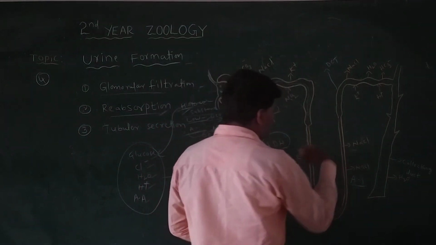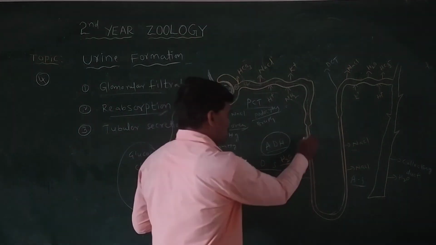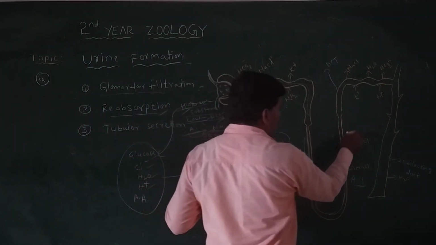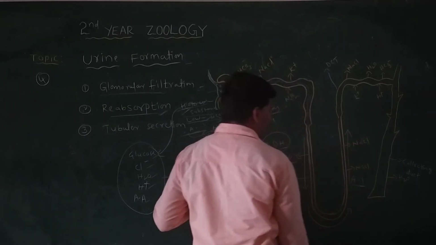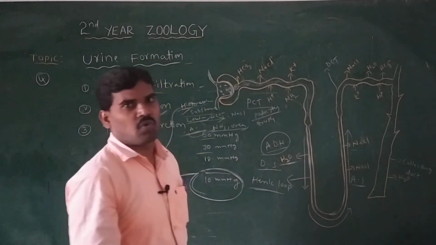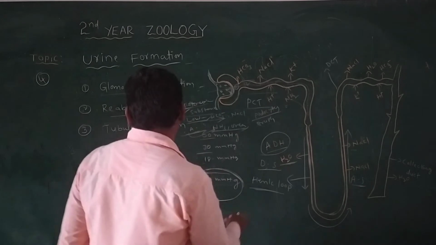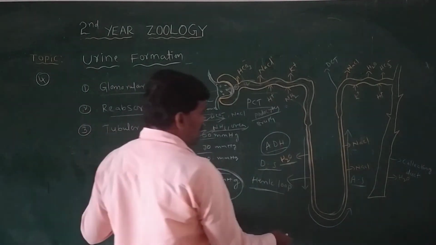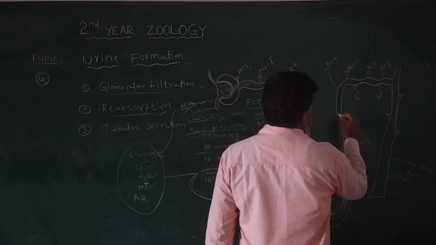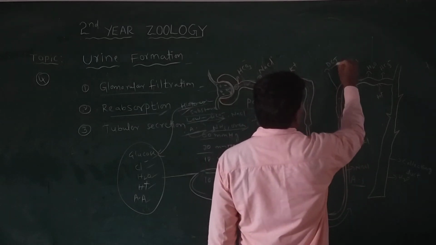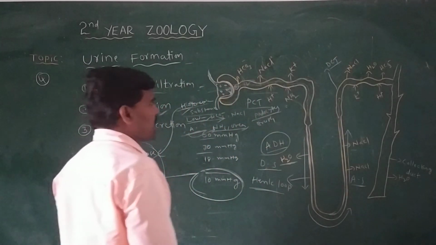The two limbs with fluid flowing in opposite directions is called the counter current mechanism. See, from top to bottom and bottom to top, it crosses. This fluid flow mechanism is called the counter current mechanism. Through it the fluid is reabsorbed in the loop of Henle, and then the primary urine enters the descending limb or DCT. What is the use of the descending limb?